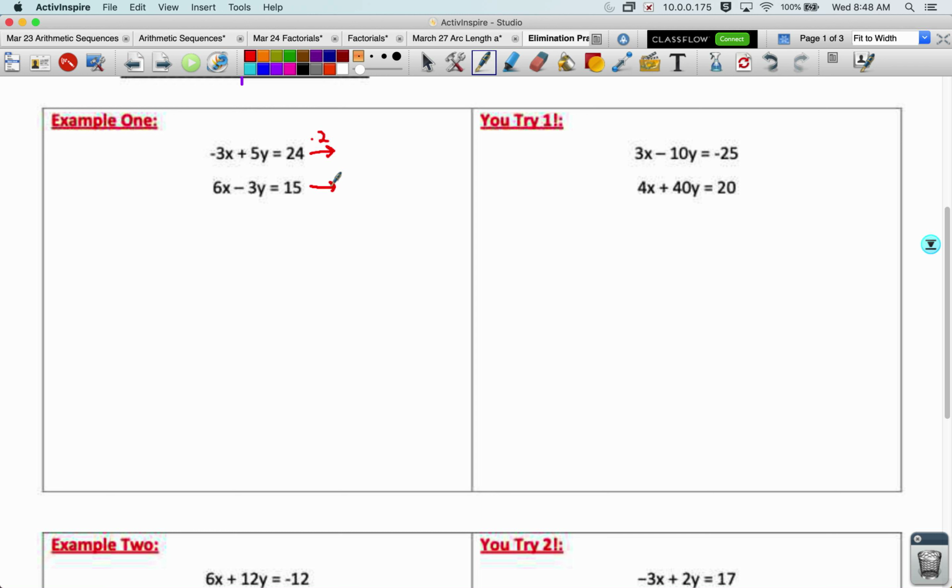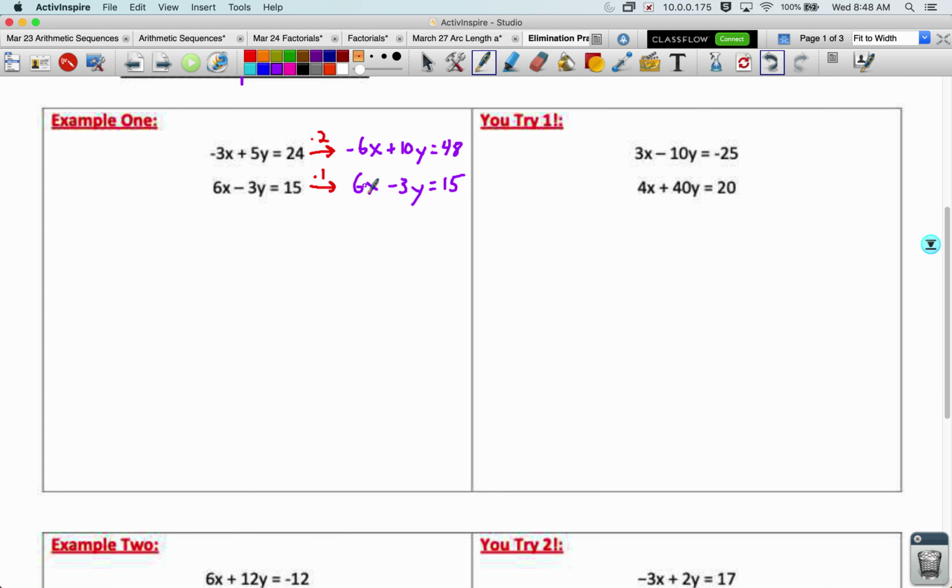So I'm going to copy this one. I'm just going to say it times 1, meaning that everything's going to stay the same. So in that top equation, I multiply everything by 2. I get -6x plus 10y equals 48. And 6x minus 3y equals 15.